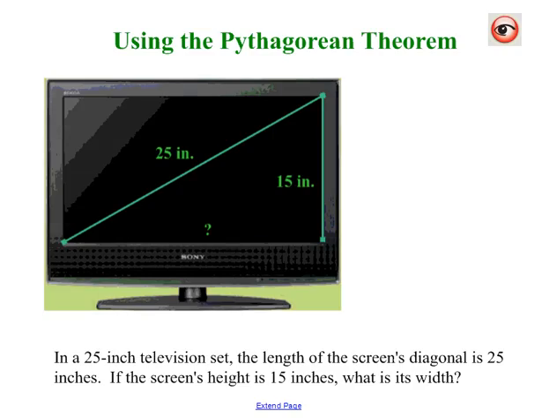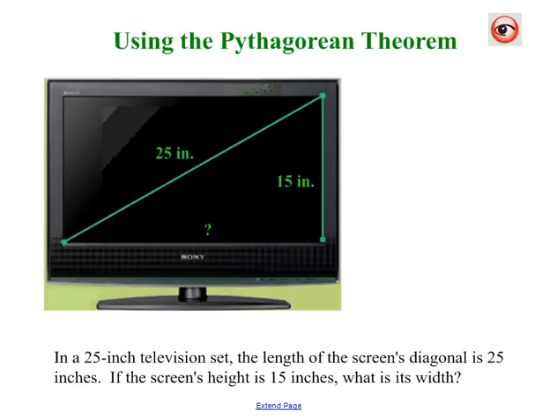Let's take a look at an example that uses the Pythagorean theorem. Did you know that a television is measured by the length of its diagonal? This is a 25-inch television set. The length of the screen's diagonal is 25 inches. If the screen's height is 15 inches, what is its width?